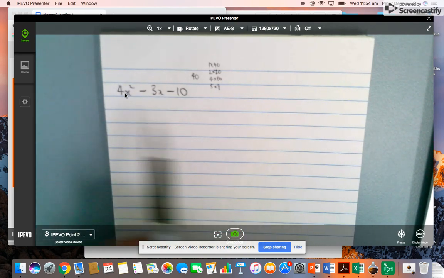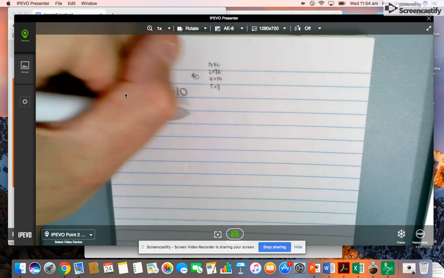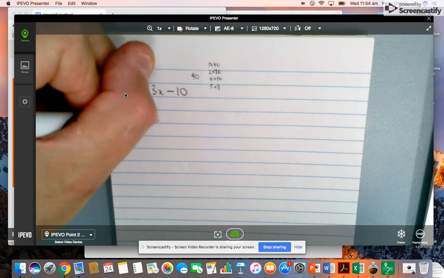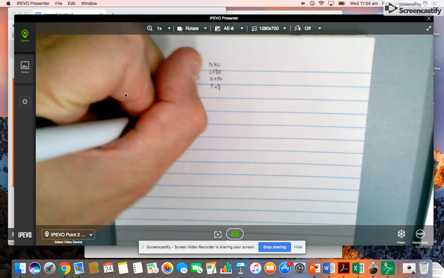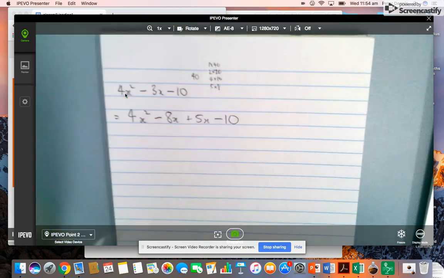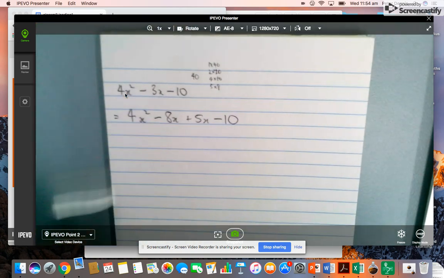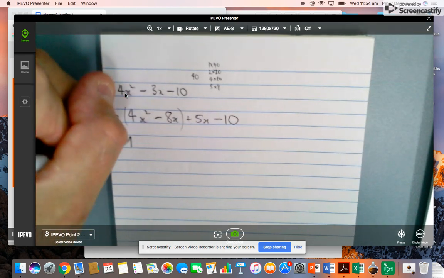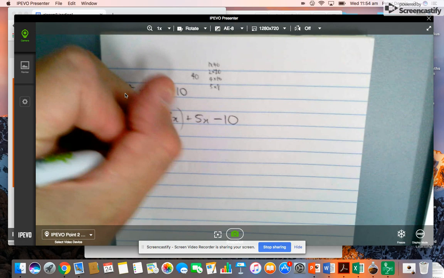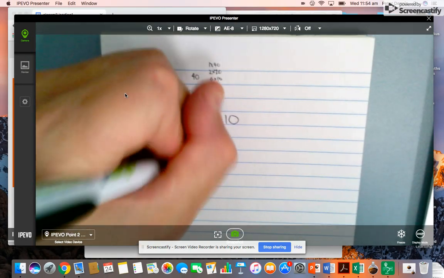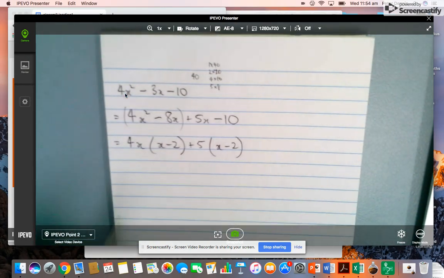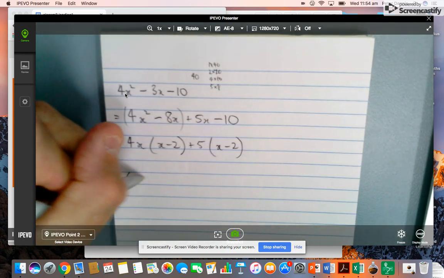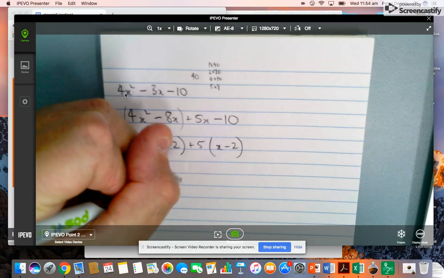The 4 and the 5 wouldn't go together, so I'm going to write it as this equals 4x squared. Instead of minus 3x, it's going to be minus 8x plus 5x minus 10. The minus 8x plus 5x gives us the minus 3. And again, we're going to look at these two first. 4x outside of x minus 2 plus 5 outside of x minus 2. And then we're just going to look at taking this out as a common factor. x minus 2 outside of 4x plus 5.